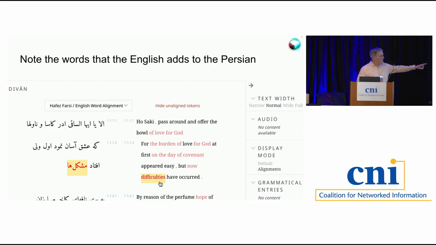But the red words are words that are not in the Persian. So you may not know any Persian, but if you look at this, you will see that a lot has been added. Ho, Saki, pass around and offer the bowl. It's getting intrusive. And offer the bowl of love for God. For the burden of love for God, Christian or religious allegory has been added to a poem which is about drinking and sex. So it's been turned into Neoplatonic allegory to make it safe. And this is how it's taught in school in Iran.